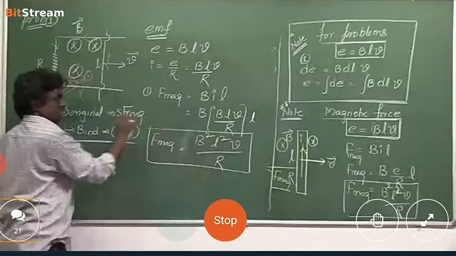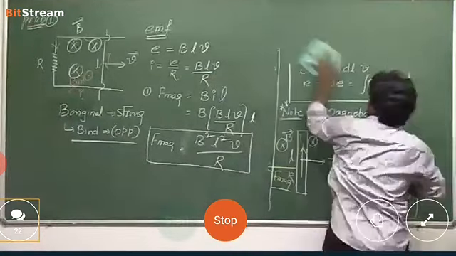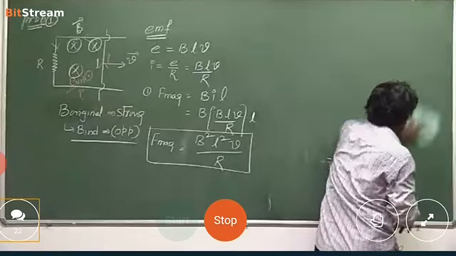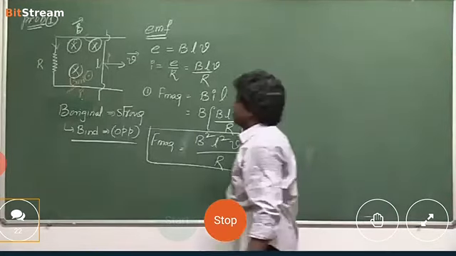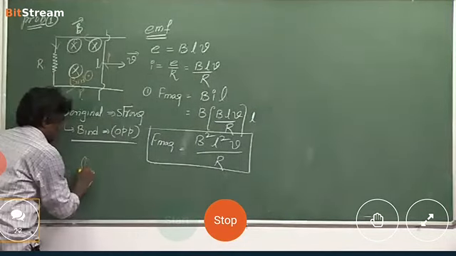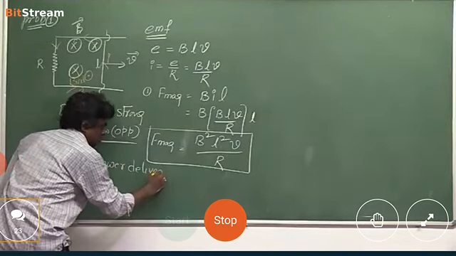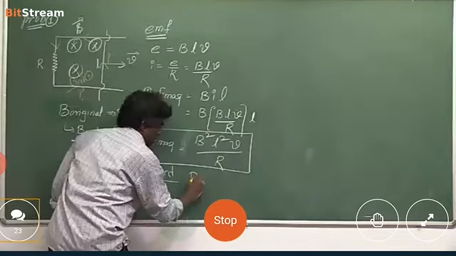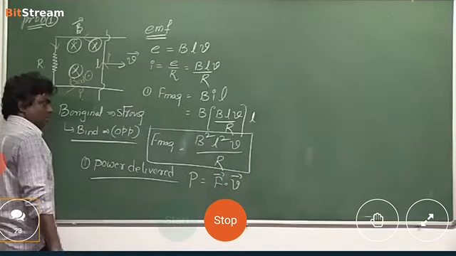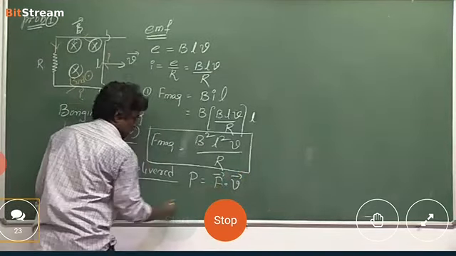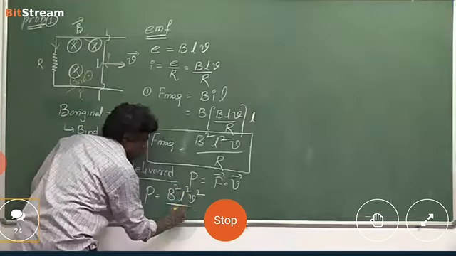Of course, everybody understands this one. Sometimes they will ask power delivered. Everybody knows the relation between power and force? Power is nothing but force dot velocity, F dot V. F is already there, V is already there. Power is equal to B square L square V square by R.